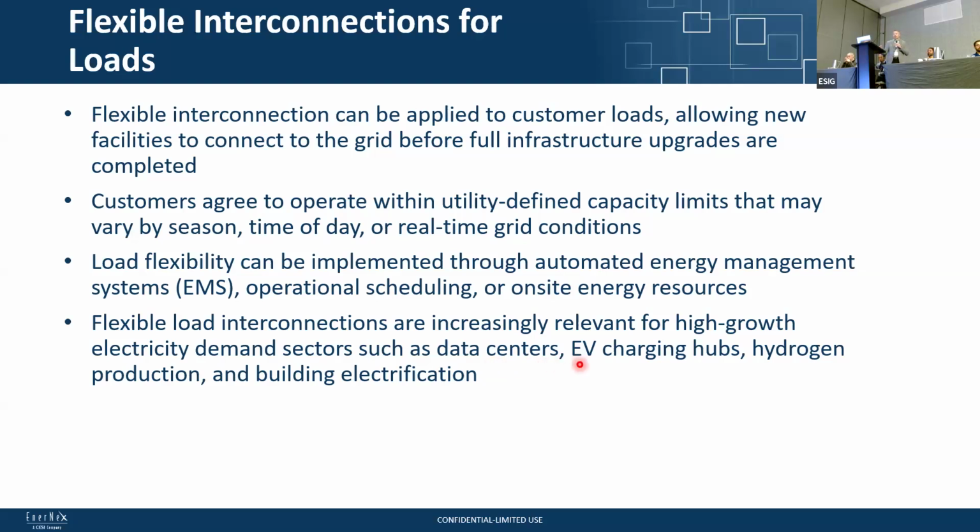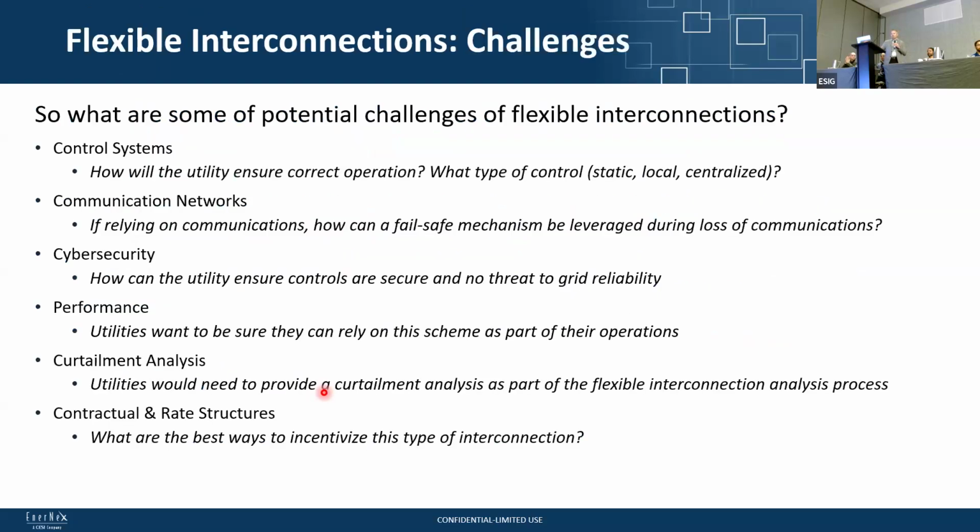But more things that do, like EV charging hubs. Xcel is actually looking at an EV charging location that could be flexed and curtailed during certain grid constraints. Maybe hydrogen production, and as we see more building electrification, part of that increased loading might be used as a flexibility. So I just wanted to put that caveat there that this can also be used for loads.